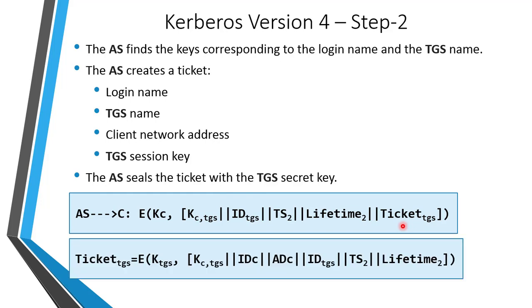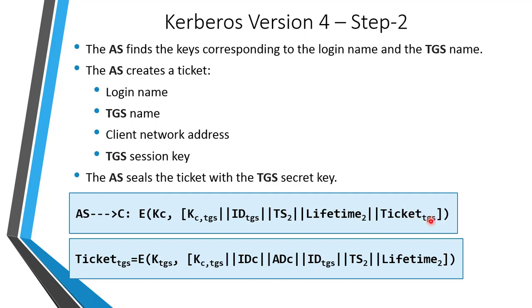This ticket of the TGS is sealed with the TGS secret key, which is shared only between the authentication server and the TGS. So this ticket is not decrypted by the client. Now the client will decrypt the message using its secret key, and it has the ticket of the TGS and the session key shared between the client and the TGS, the ID of the TGS, timestamp 2 and the lifetime of that message.